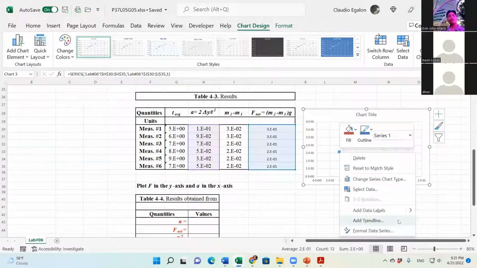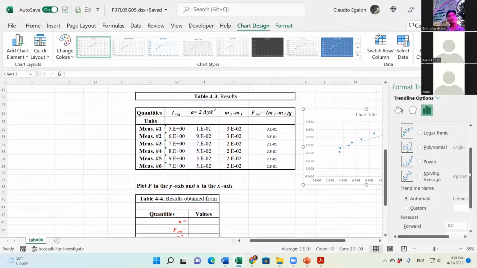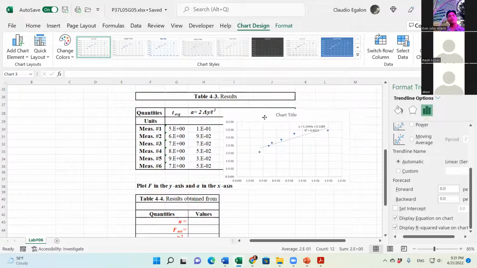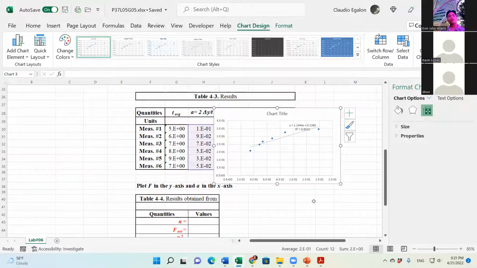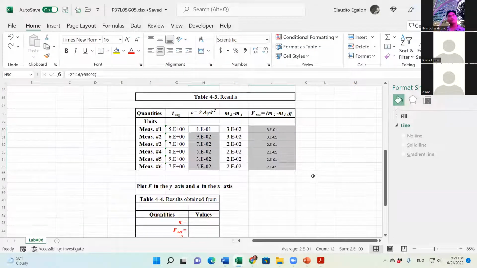Well, there's more. It's not just that. That's the default. The default is for linear, right? Yes. You go down, display equation on chart and display R square. Okay. Got it? Yes, Professor. That's spelled out in the syllabus, okay? This procedure is spelled out in the syllabus.